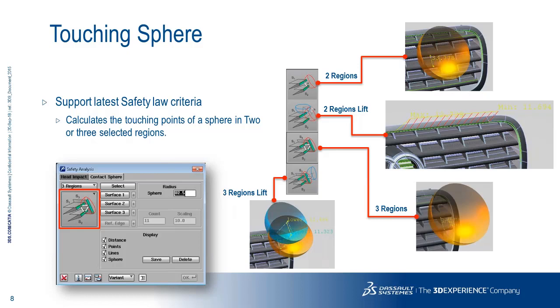It's a little hard to explain. It's better to show you in a live demo, which I will do in a moment. And 2-region lift is comparing 2 balls or 2 spheres with a lift value. And the 3 lift is a similar arrangement. But I'm going to show you on a live demo because it's a little easier to understand that way.